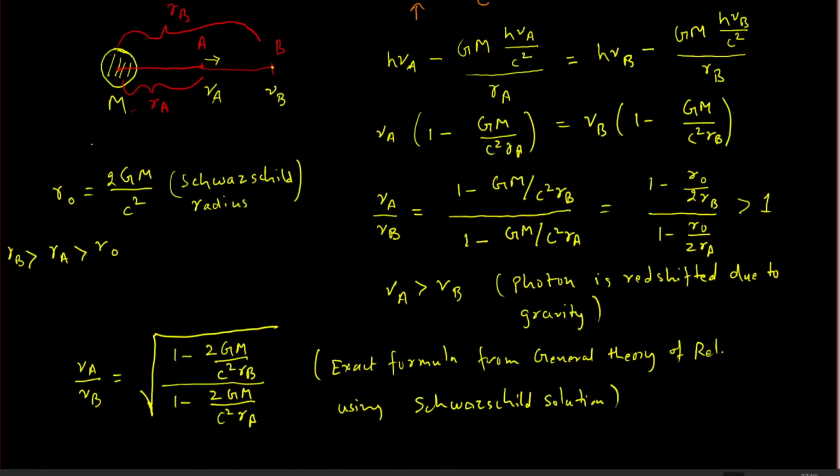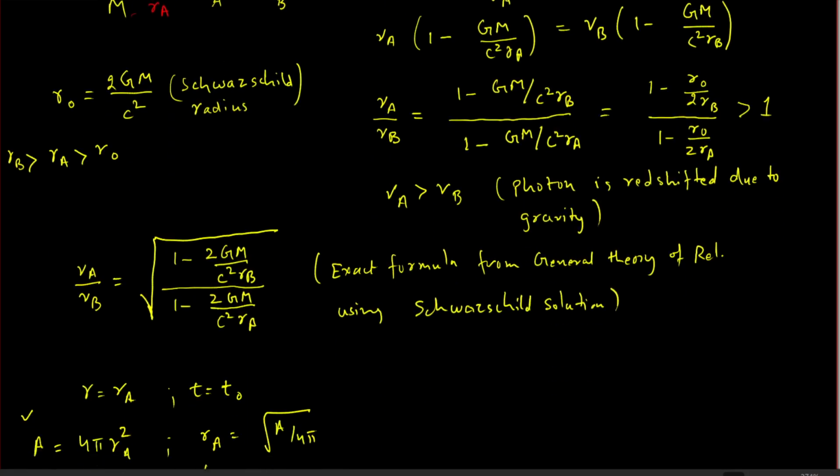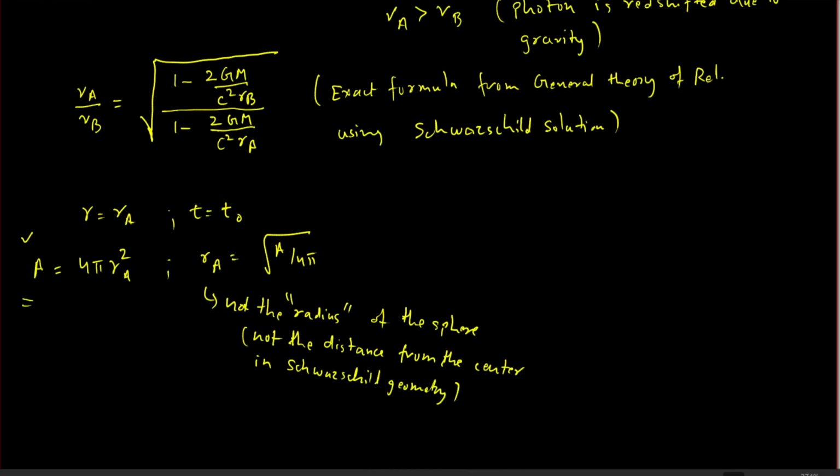So both these definitions are equivalent in Euclidean geometry, but in Schwarzschild space, this RA is defined as the area of the spherical surface defined by these two equations, r equal to RA, t equal to t naught, area divided by 4 pi, square root. RA satisfies only this equation, and it is not equal to the distance from the center of this massive object.